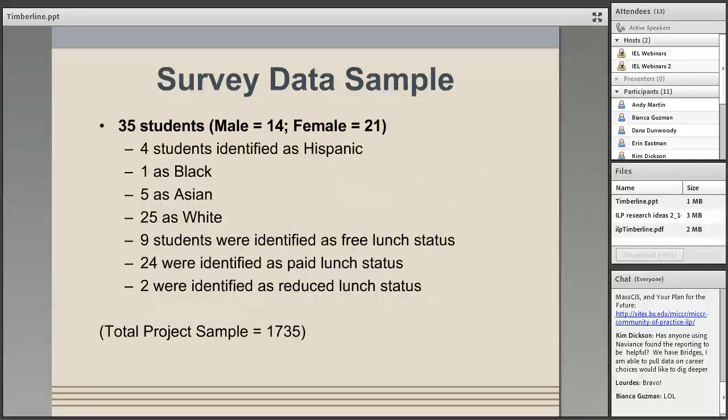With demographics, in this case, you see that this was a very small district, only 35 students. Even though it was a small district, we are comparing them to our larger sample of 1,700 students. So they're able to participate in the study and use the data, even though it's a smaller set in terms of their own particular districts.